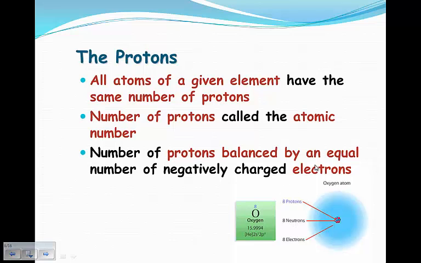Like I said before, protons equal electrons. A proton is balanced by an equal number of negatively charged electrons. Electrons have a negative charge. Remember we said that the nucleus has a positive charge because the protons are in the nucleus, and the electrons are outside in those shells.